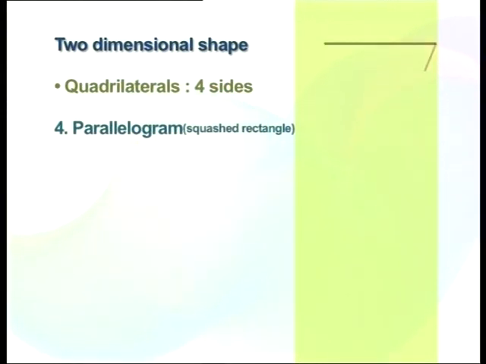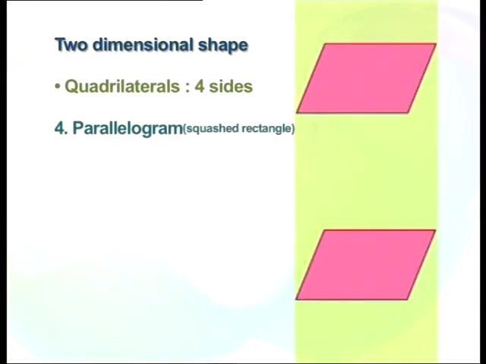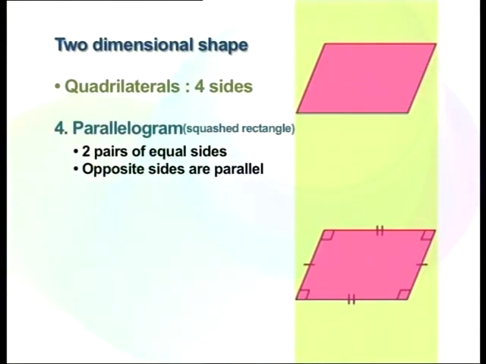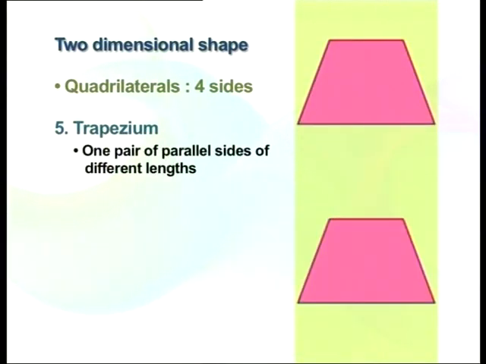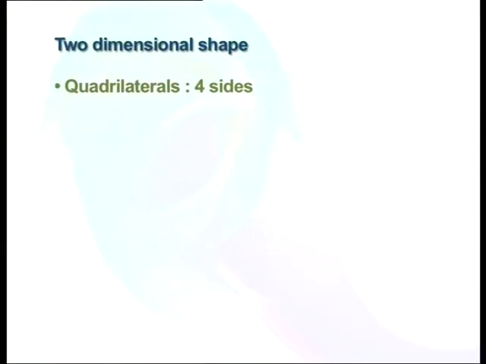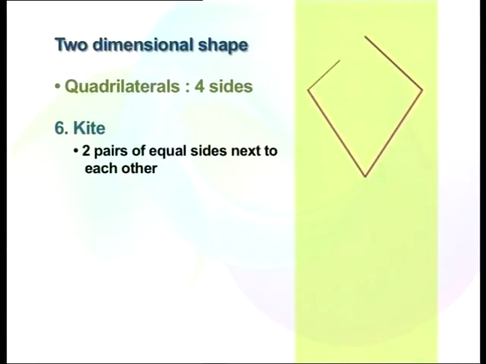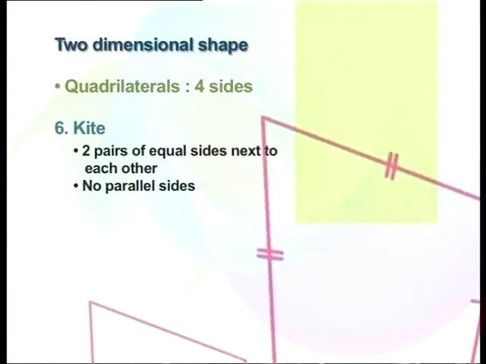Parallelogram, or squashed rectangle. This shape has pairs of equal sides, where opposite sides are parallel and opposite angles are equal. Trapezium. This shape contains 1 pair of parallel sides of different length. Kite. This shape has 2 pairs of equal sides next to each other and no parallel side.